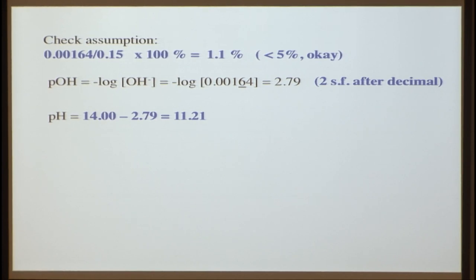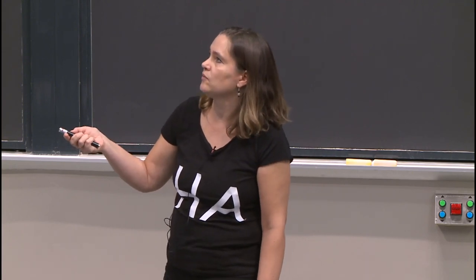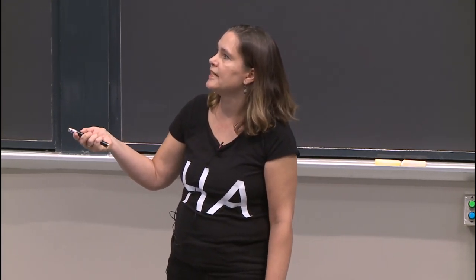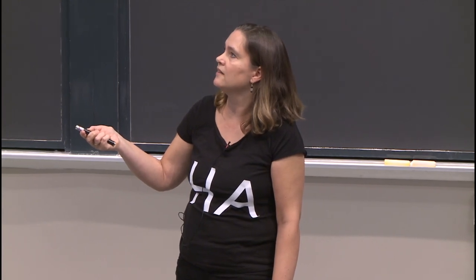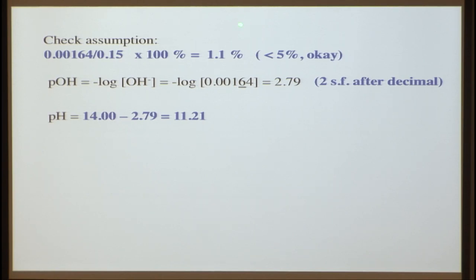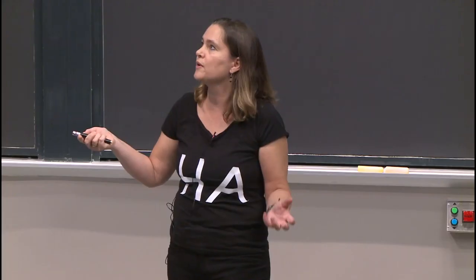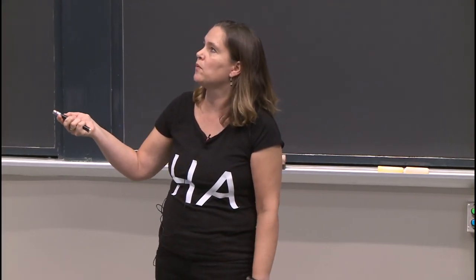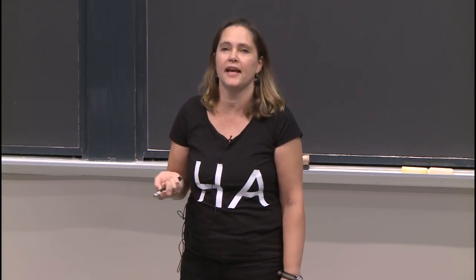And that's two significant figures after the decimal, because everything that we had was two significant figures. And then you need to calculate pH, because the problem asks for pH. So this is, again, at room temperature. So we can use 14 minus 2.79 is 11.21. That's our pH. And don't make the mistake of stopping here, forgetting that x is hydroxide ion instead of hydronium ion, and telling me that the pH of my weak base in solution is pH 2.